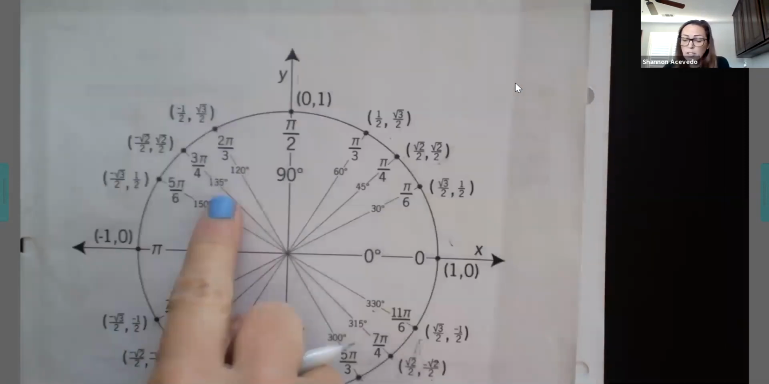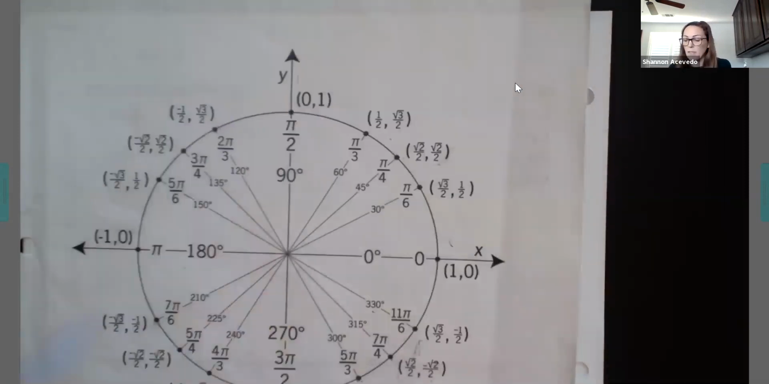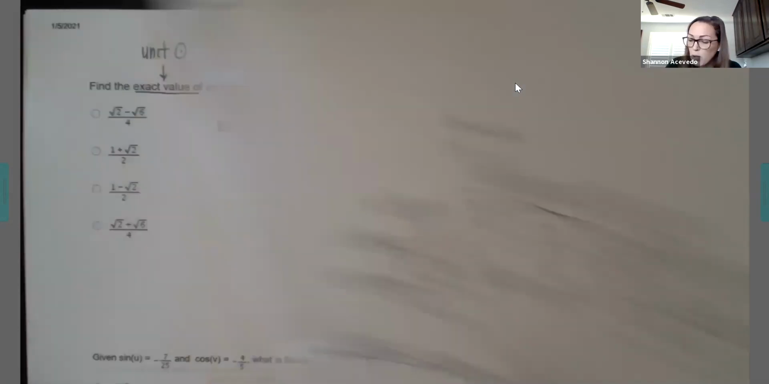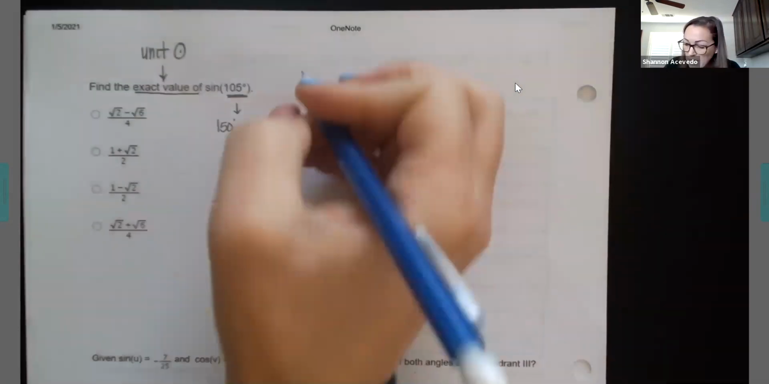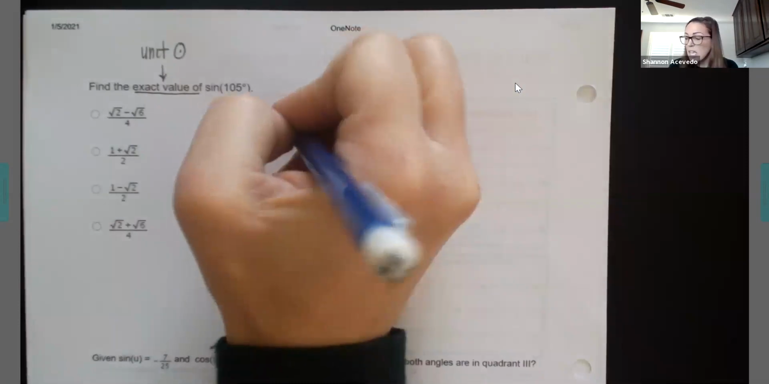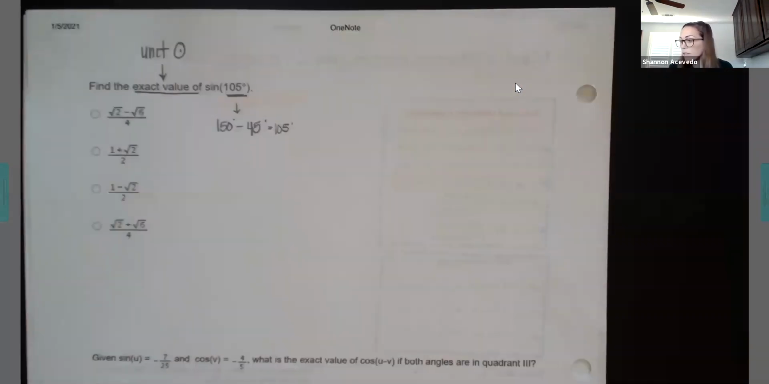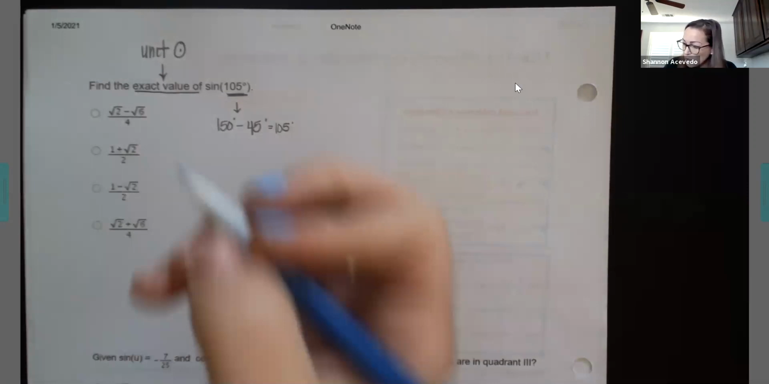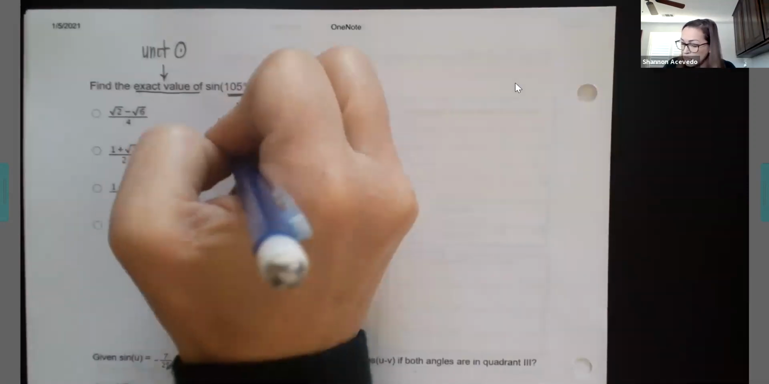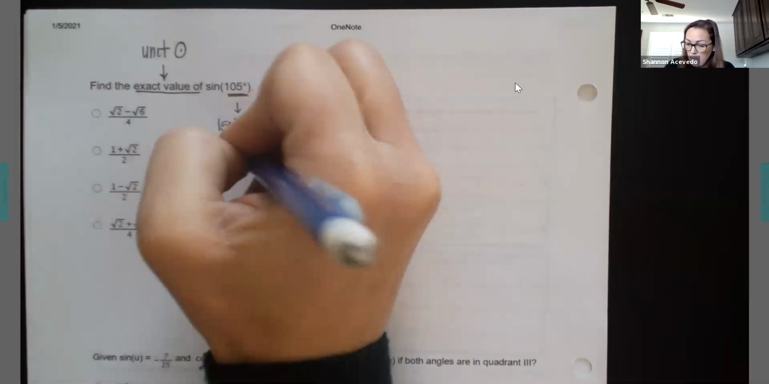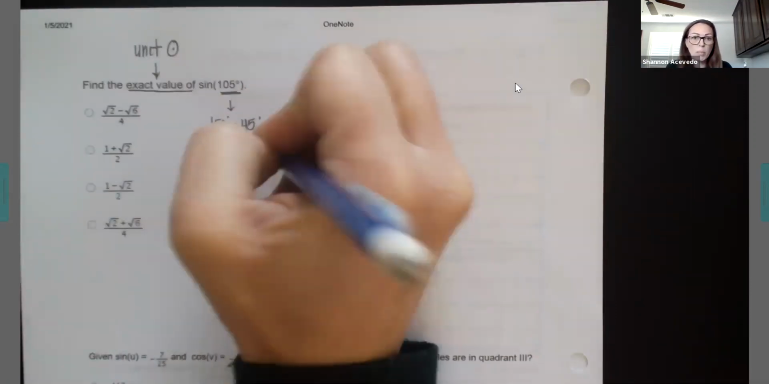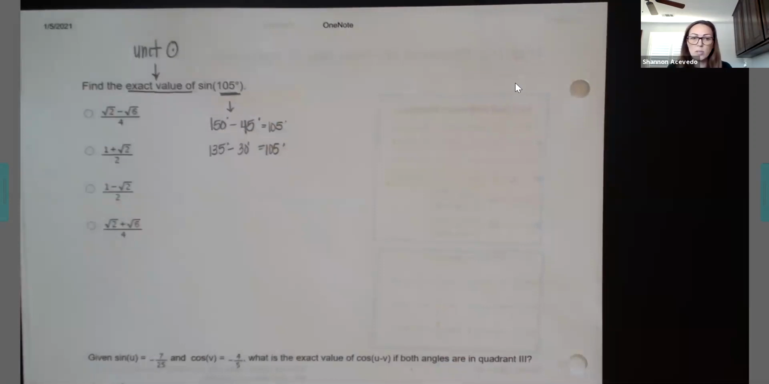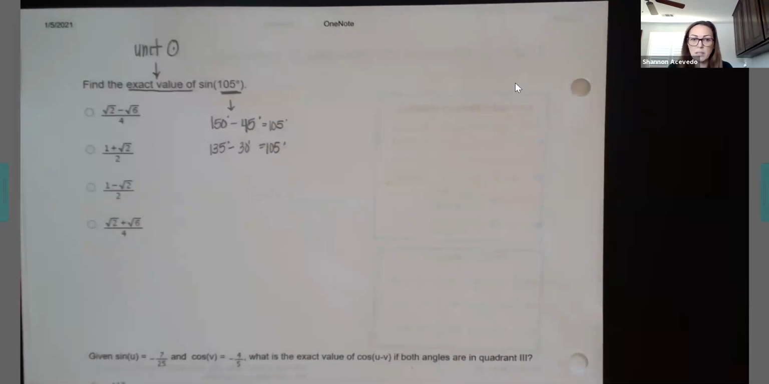I want to pick values that are on my unit circle. So 150, 135, 120, whatever it might be. So I'm going to do 150 minus 45. That is equal to 105 degrees. Is that the only thing that's going to equal 105 degrees? No, there are definitely going to be other combinations. I could have done 135 degrees minus 30 degrees. That gives me 105. So there are multiple ways to get to this value. This is not the only one, so you need to be aware of that.